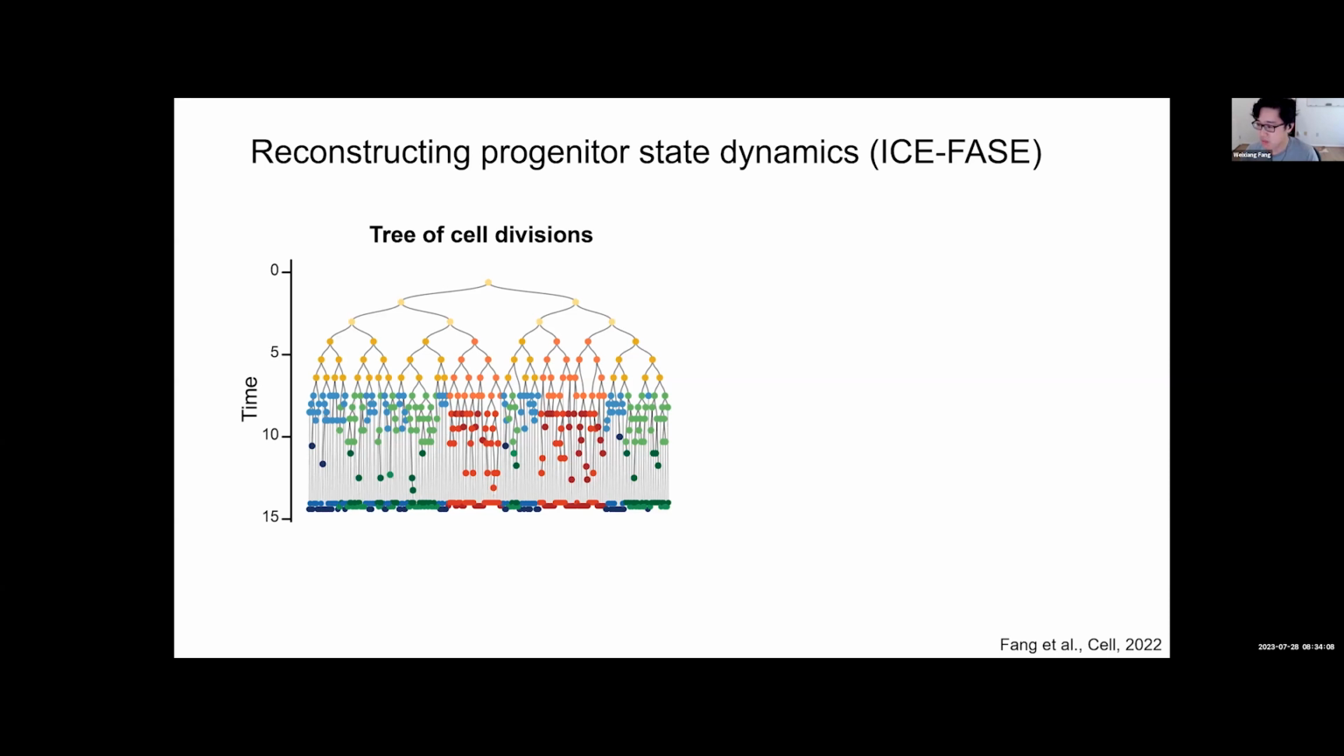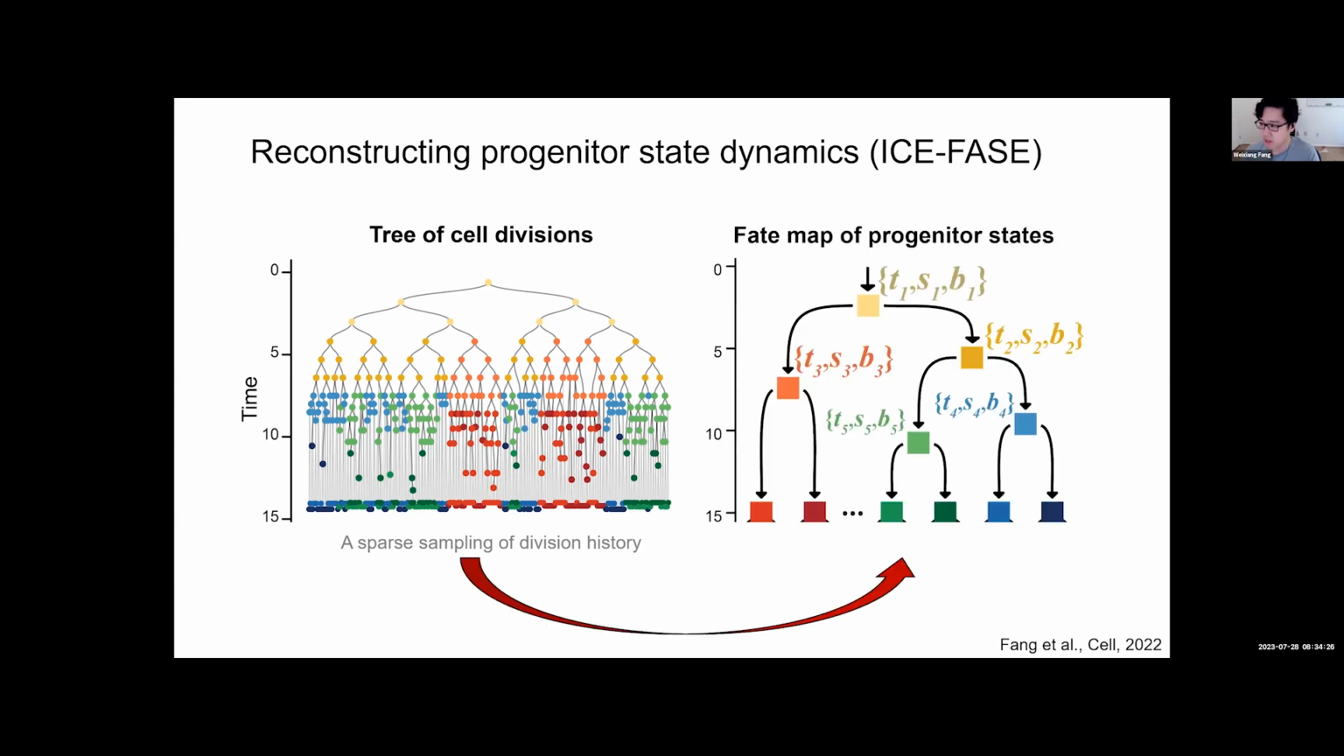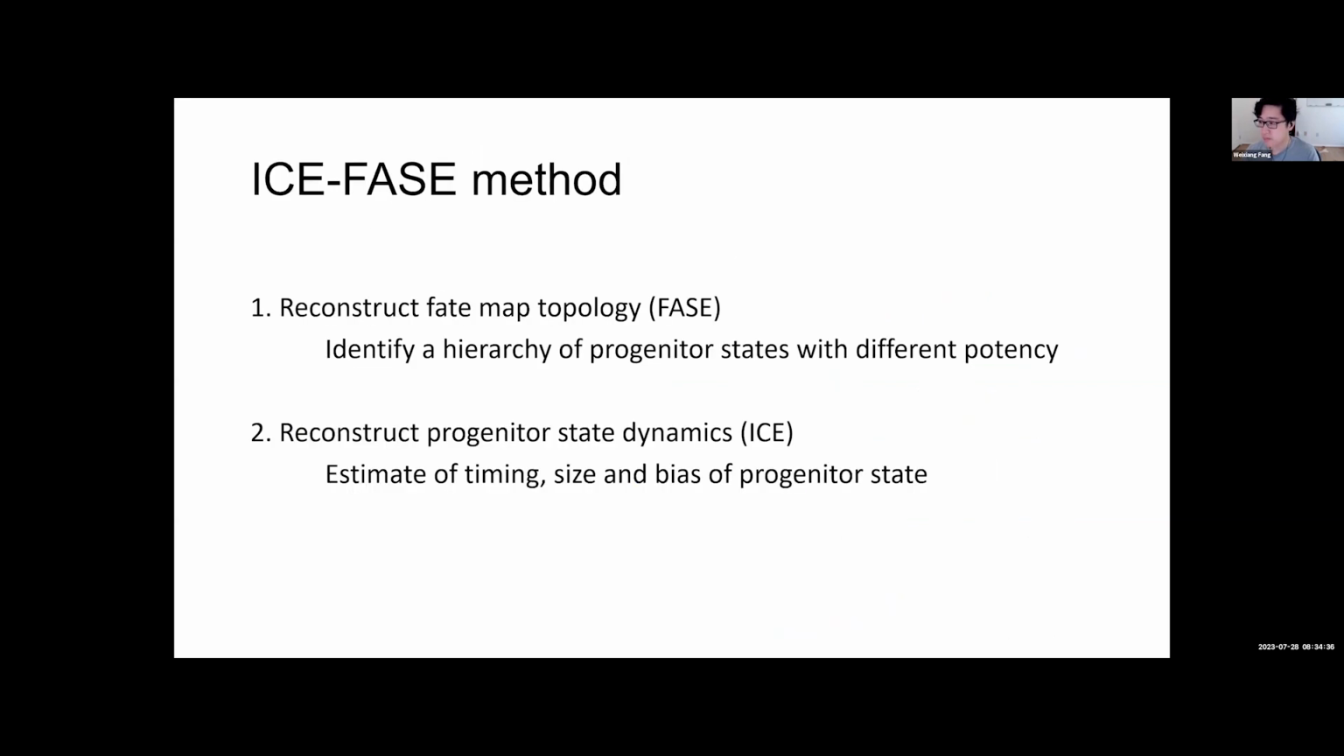So to address this problem, we have developed a method for reconstructing this type of map that we call progenitor state dynamics from the cell phylogeny. And we call this approach I-space. So from what we think is a sparse sampling of the division history, given the number of cells that is sequenced, we hope to reach the dynamics of the lineage progression during development, which is the goal here. And this was published late last year.